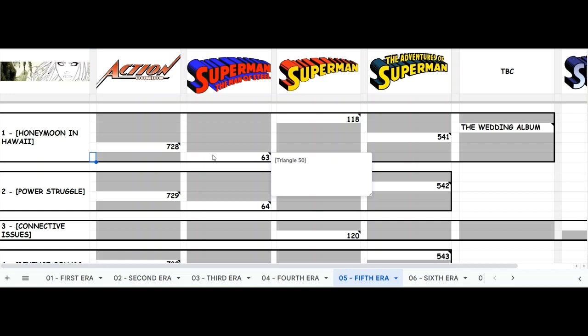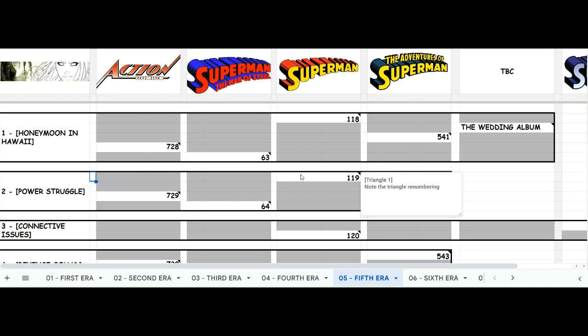Superman Man of Steel 63 is triangle number 50. The next story arc is the one that I've called Power Struggle. So this is the one where Superman's meant to be getting his powers back. And this starts off with triangle number 119. A quick triangle check here. You'll notice this is now triangle number 1 because the triangles have renumbered.